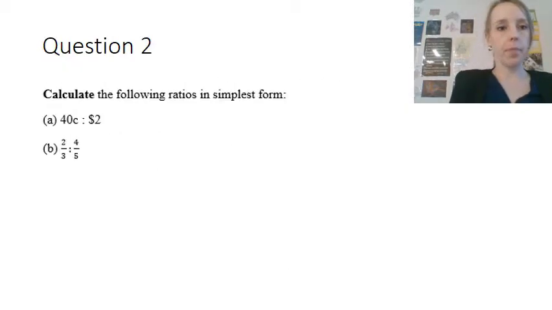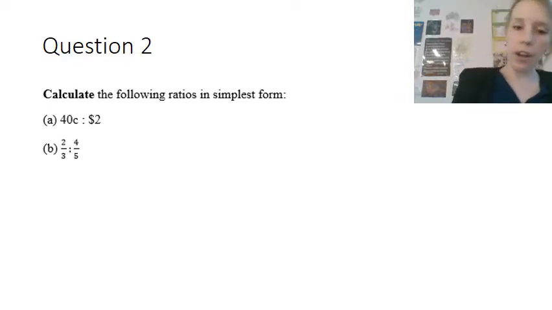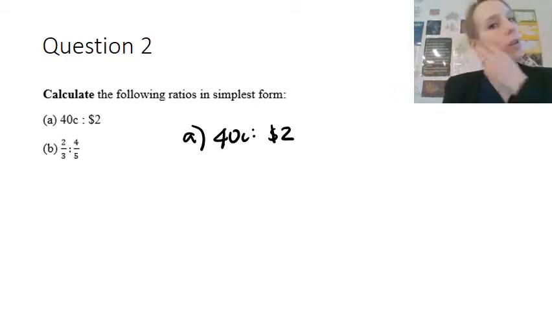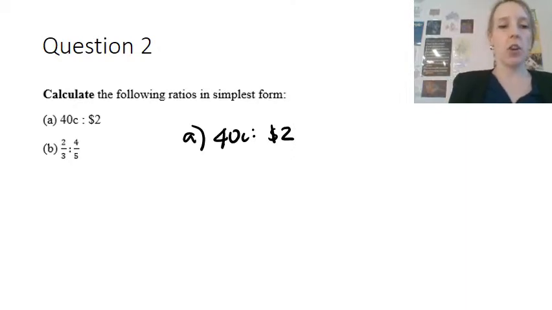Okay. Question 2, calculate the following ratios in their simplest form. For A, we've got 40 cents to $2. Obviously they're in 2 different units, so when we're solving questions like these, we have to make sure they're both in the same units. You can convert either way. I just find it easier to go to the smallest currency. So I'll go 40 cents is to 200 cents.